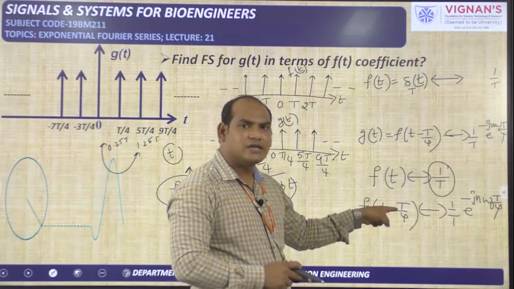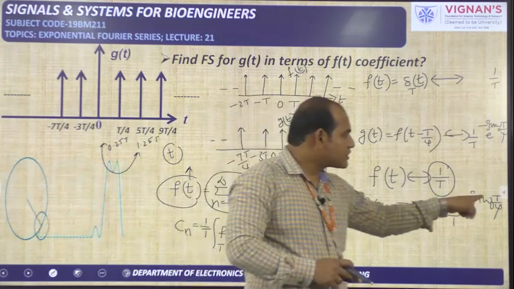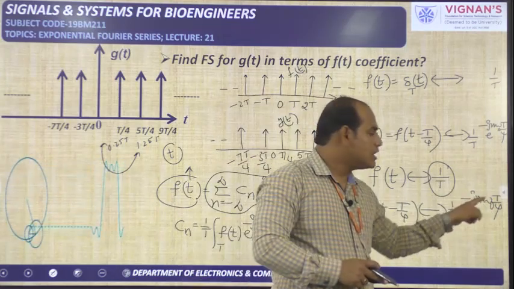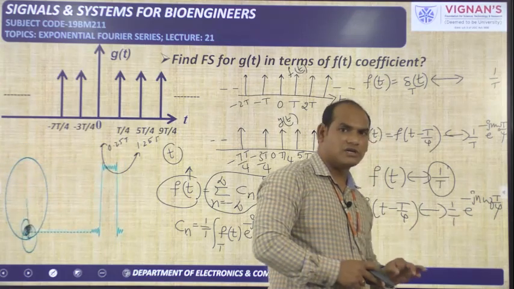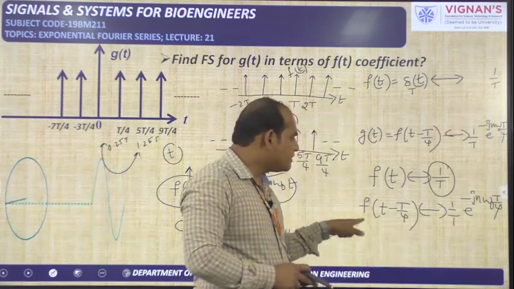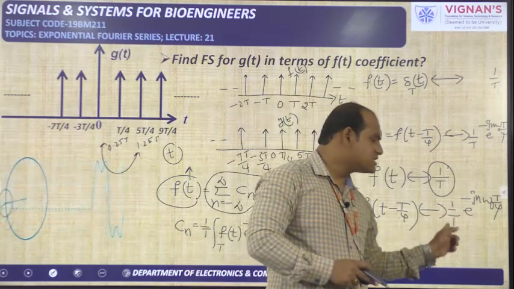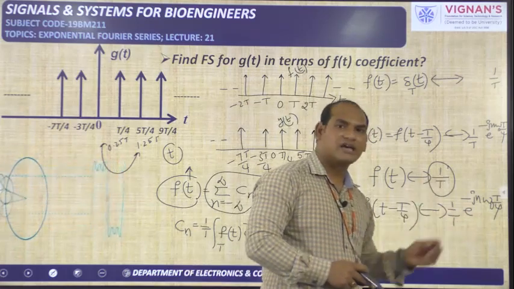If I make capital T equal to 0 here, you should make it 0 here also. So e power 0 is 1, and 1 into 1 by T is 1 by T only. So without shifting, this will become f of t, and without shifting, this will become 1 by T. Again, the original thing we are getting.